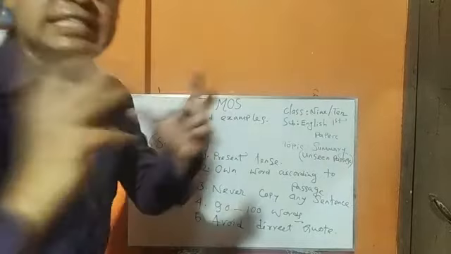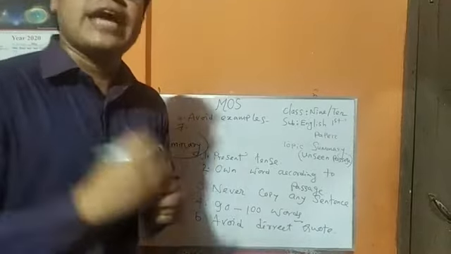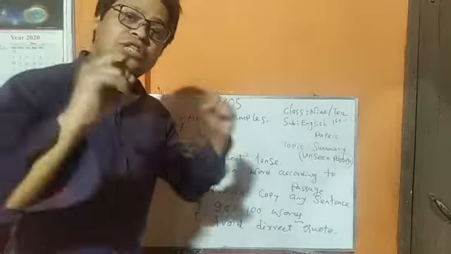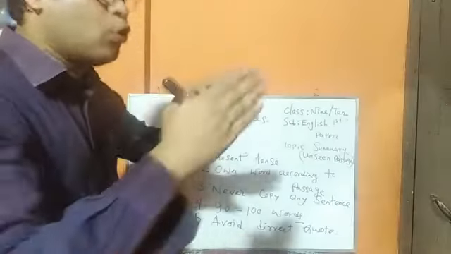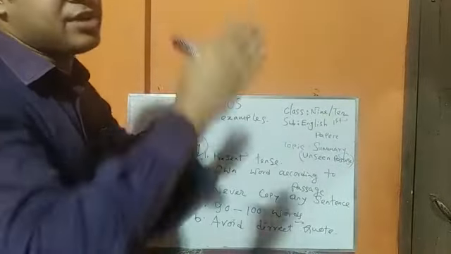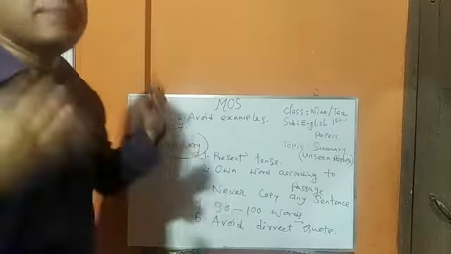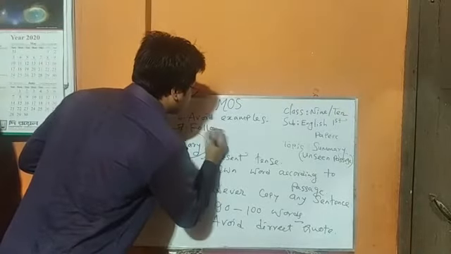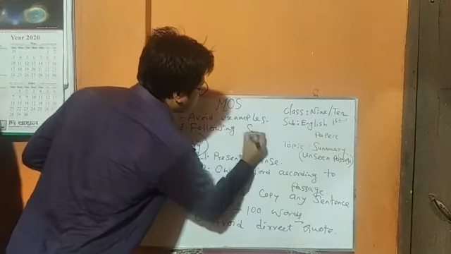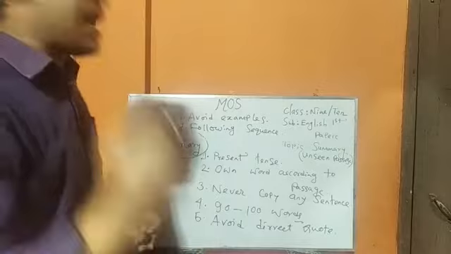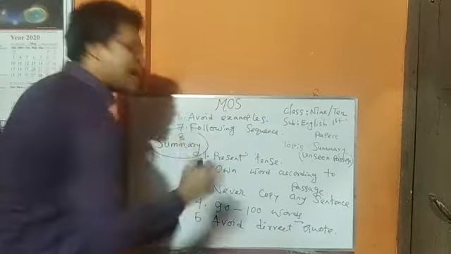Number 7, you just try to follow the sequence. That means a passage is written following a sequence, and when you write a summary, you just try to follow that sequence, what the writer wrote. According to the passage, we have to write. That means following sequence.